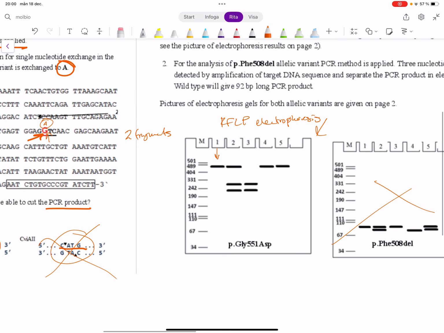We said that a healthy person, a person with wild-type DNA, will have 475 base pairs. That's a healthy one. Now, if we look at patient 1, we can say that he has approximately 475 base pairs. Nothing has been cut. So therefore, we can say that he is healthy or just wild type. His genome would be wild type.